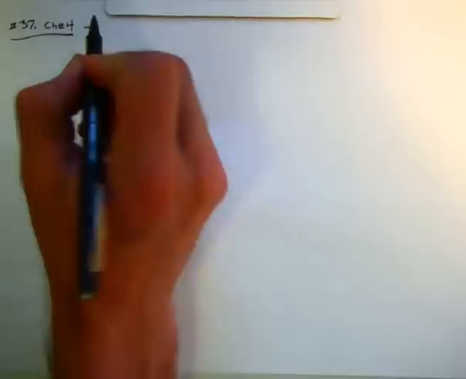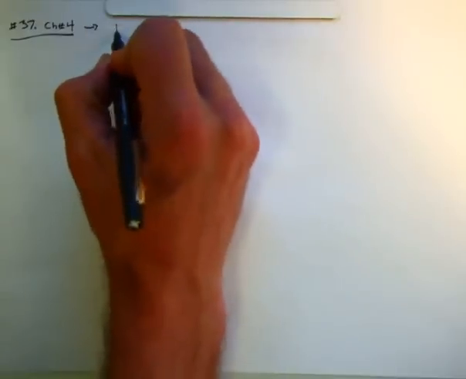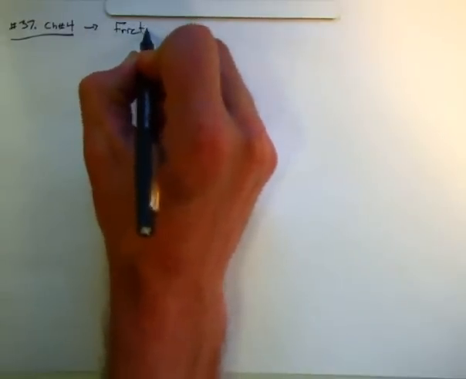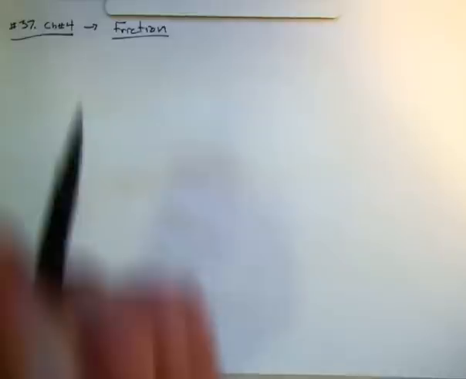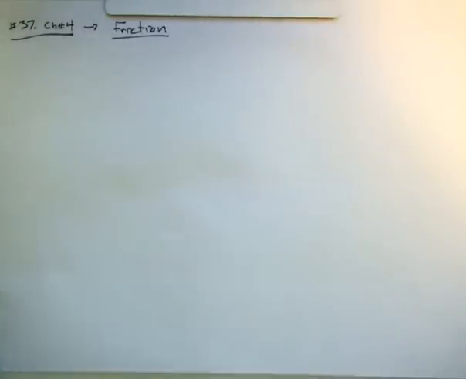So we're going to look at problem number 37 from chapter 4. And this is also going to serve as a little bit of a lecture on friction. This is the first of our forces that take us out of the ideal world. So I think that's kind of cool.